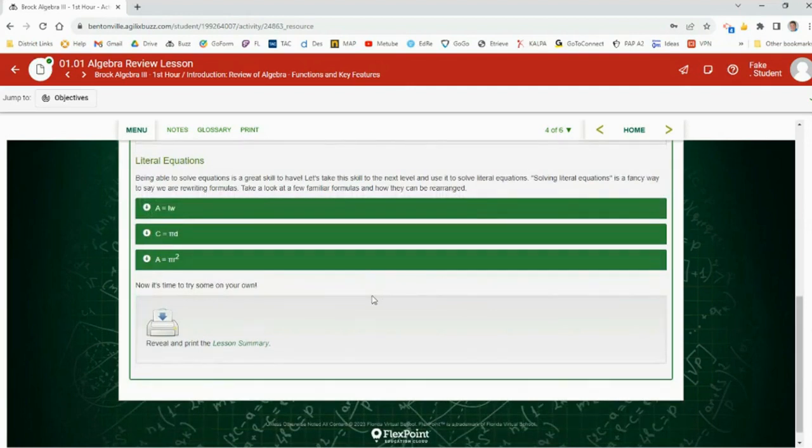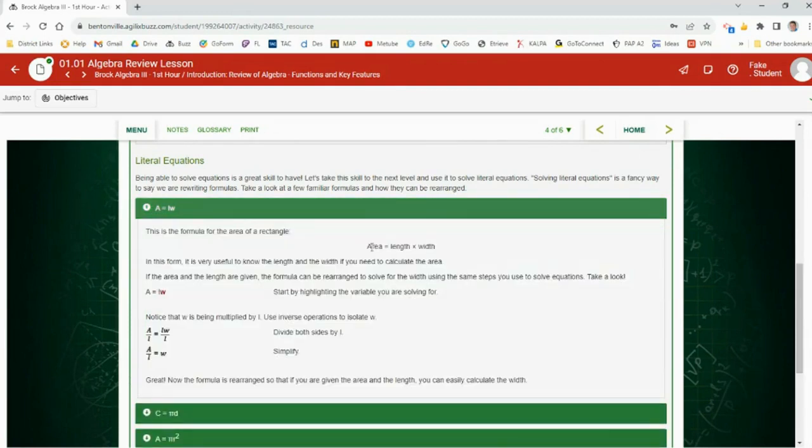Literal equations. Now, this is worth looking at. If we have A equals L times W, which is area equals length times width. All right, that's A equals L times W. What if we needed to know the width? Can we rearrange that? Well, since length times width equals area, if we divide both sides by L, width equals area divided by length.